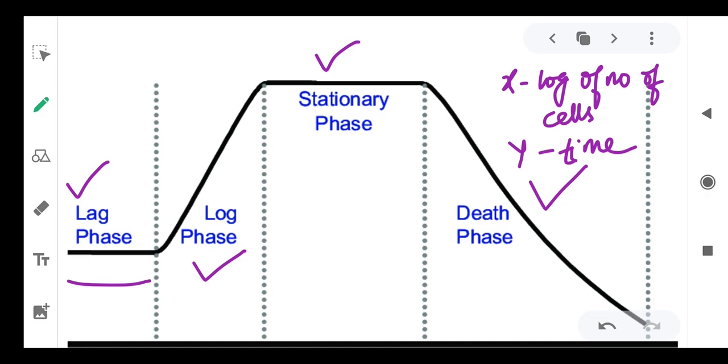For that, it has to adapt to the environment, and it has to prepare all the materials which are required for cell division to occur, to increase in its number. All of this happens in this phase. That is why there is no increase in the number of cells and you have a plateau, a straight line.